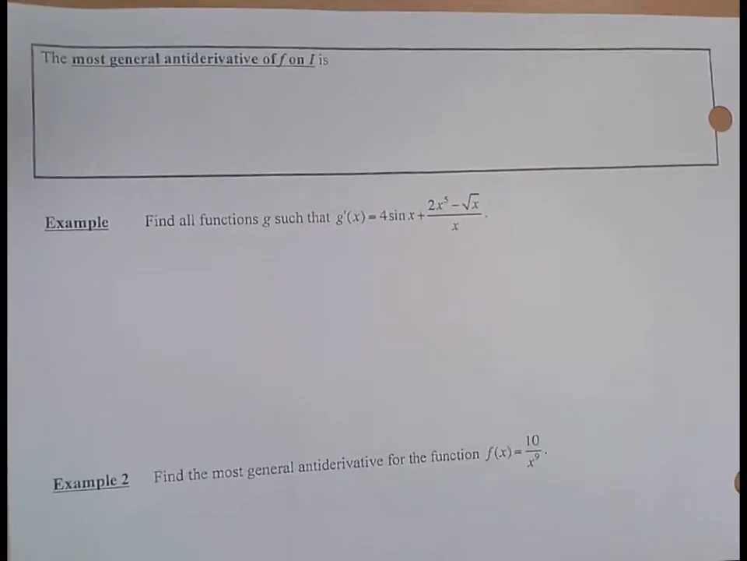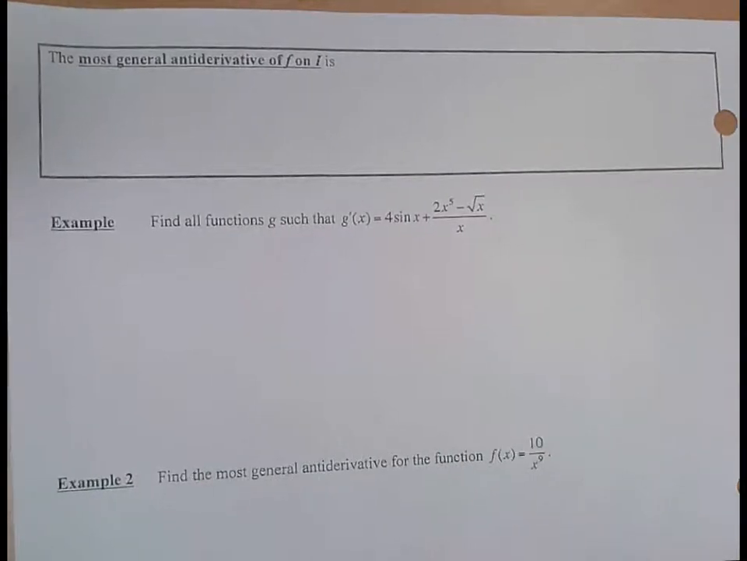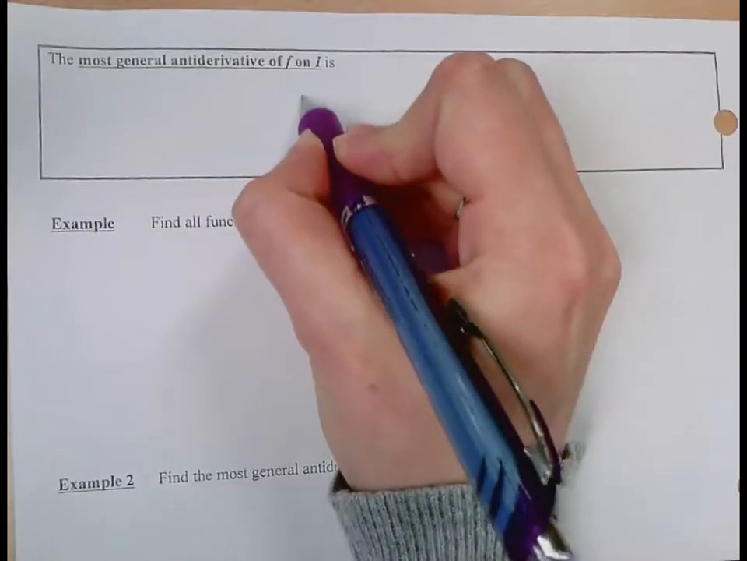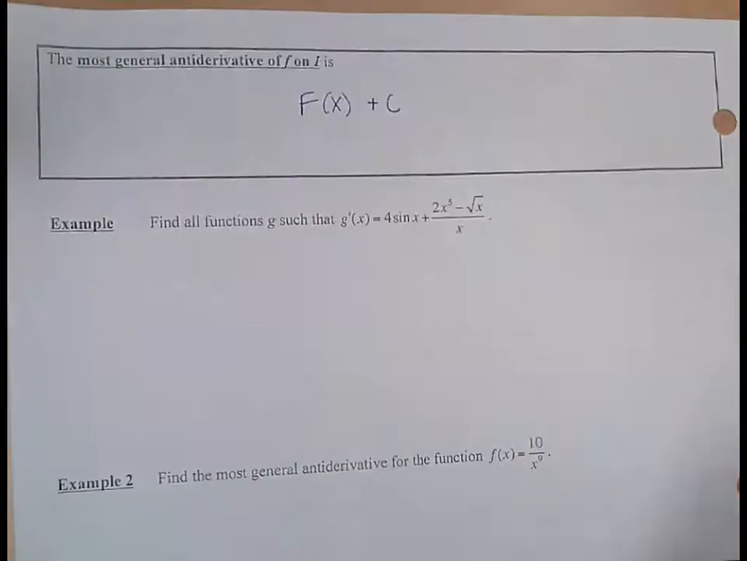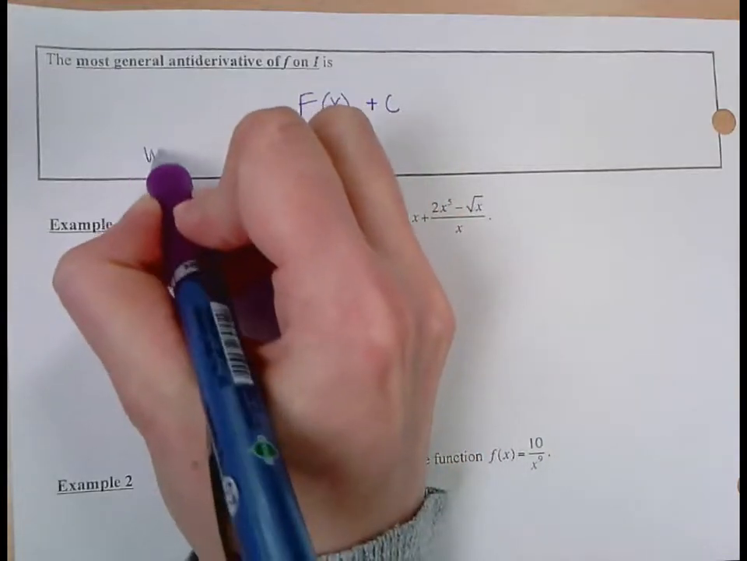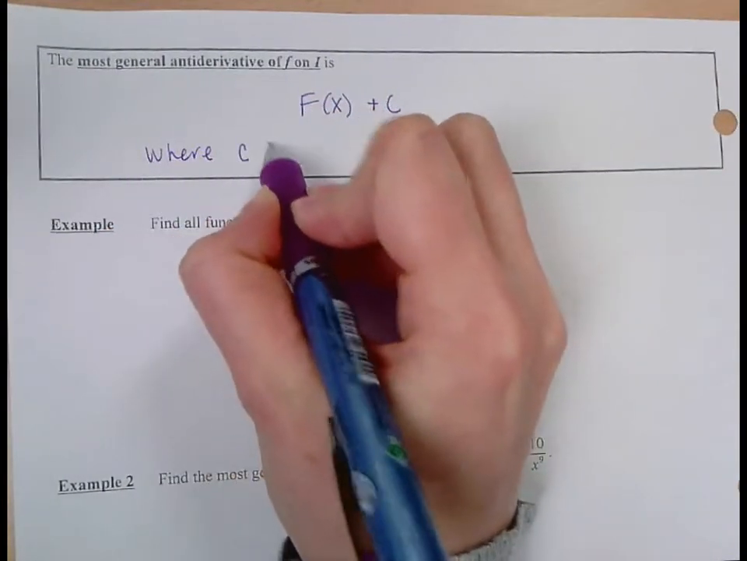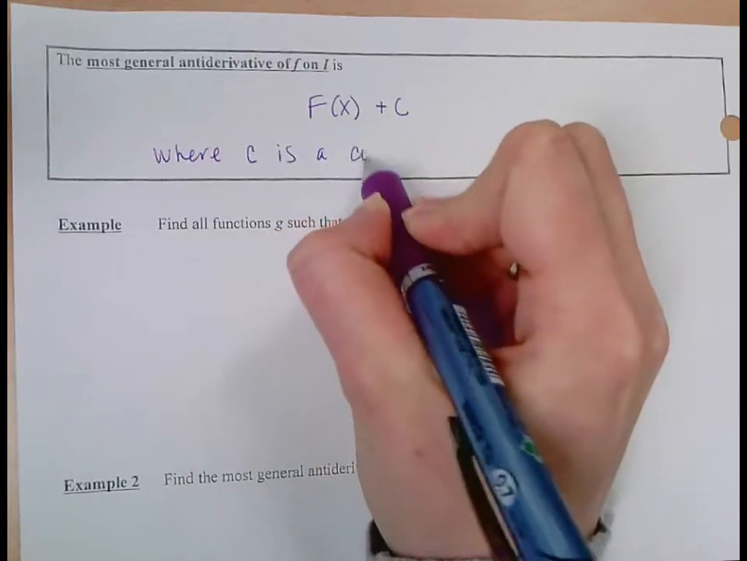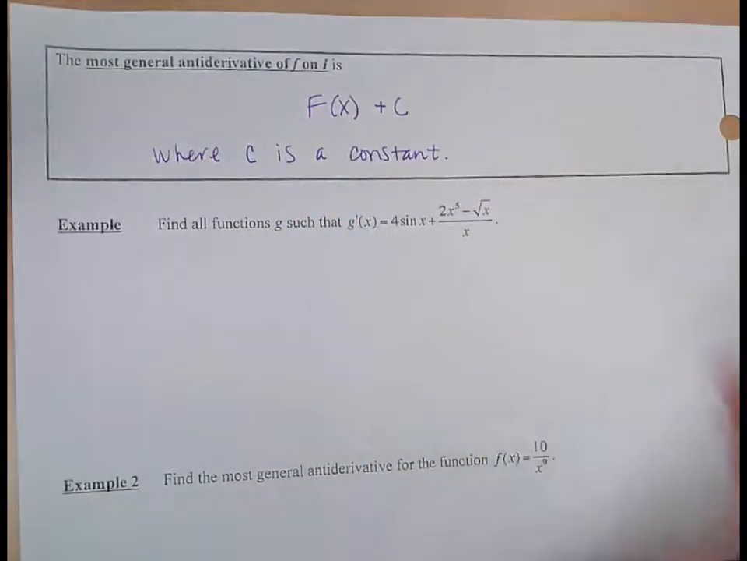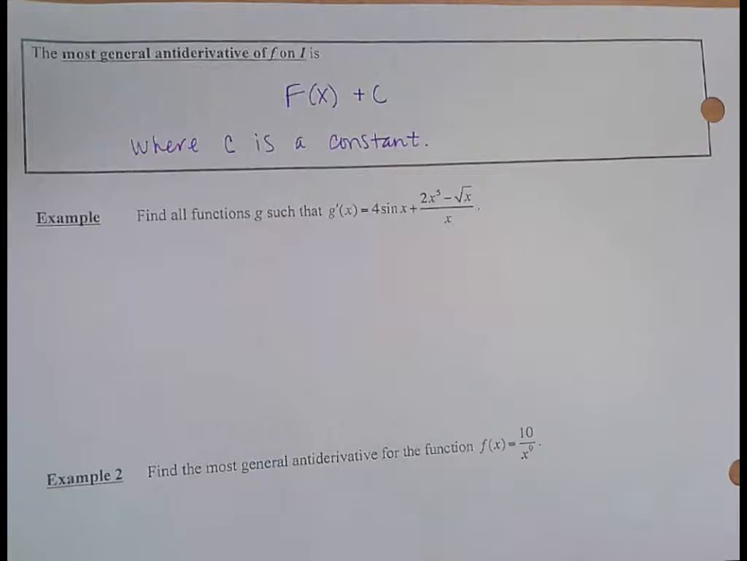All right, so on the back of this sheet, I know some of you were looking at these examples ahead of time. I have at the top, it says the most general antiderivative of f on the interval I is written as capital F of x plus c. So it's including that plus constant, where c is a constant. So you need to remember anytime you're taking an antiderivative to have the plus c.